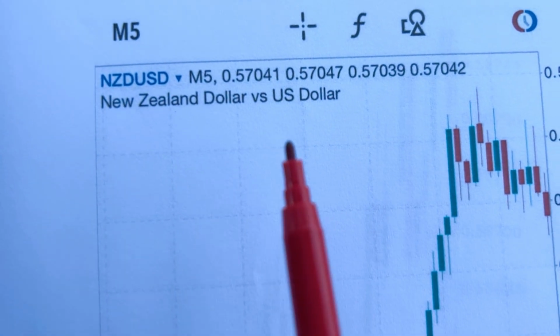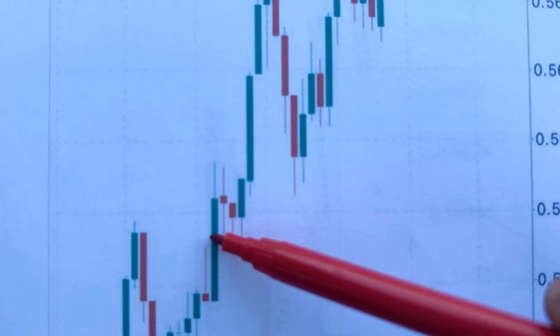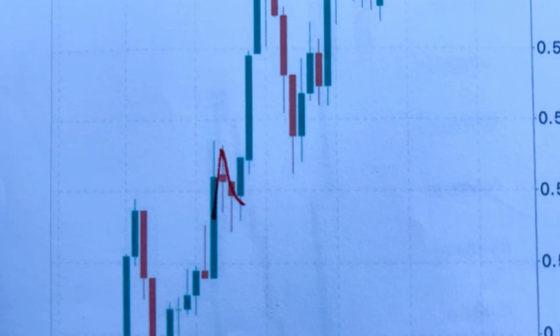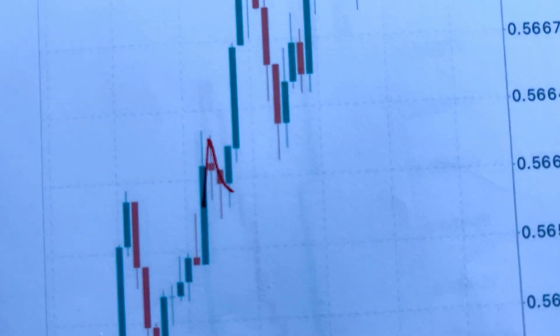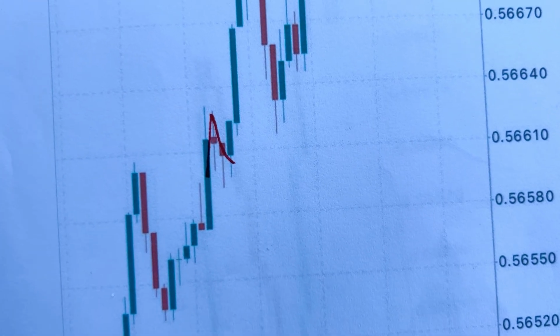New Zealand dollar versus US dollar. Breakout and retest. Now, when we're looking at the breakout and retest, it's way simple and easy to understand. We have to mark areas. The market is simple to understand.